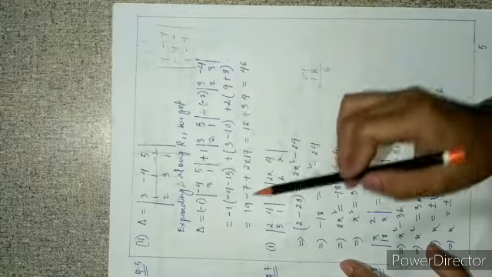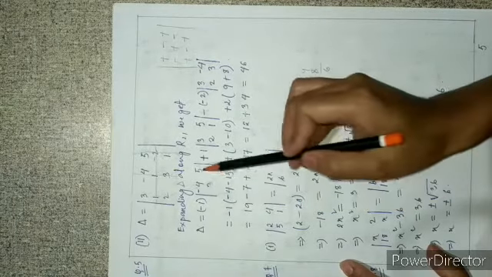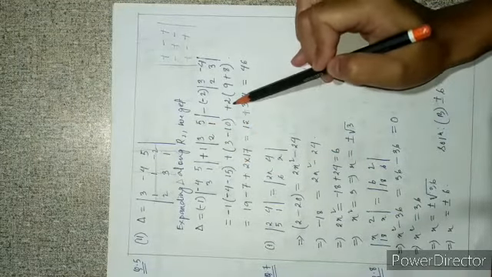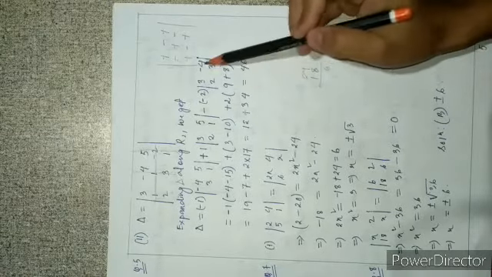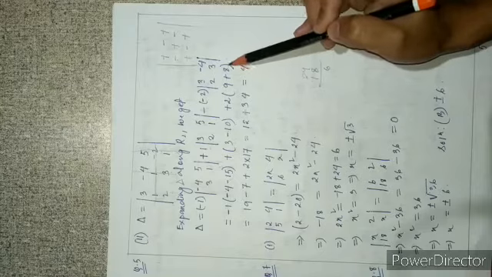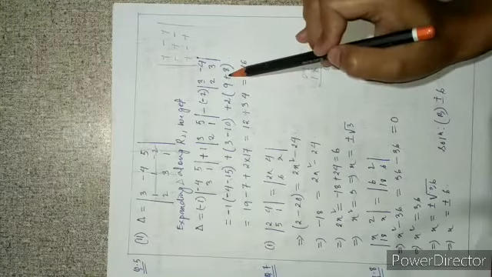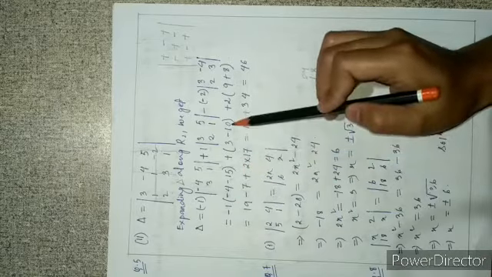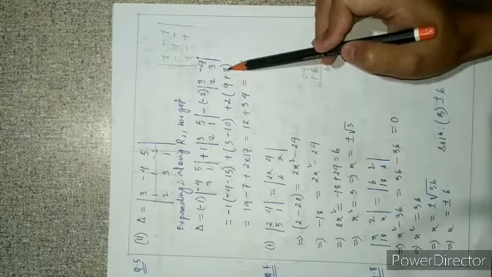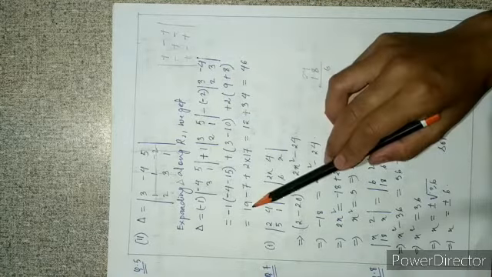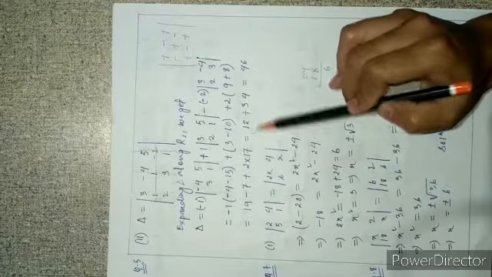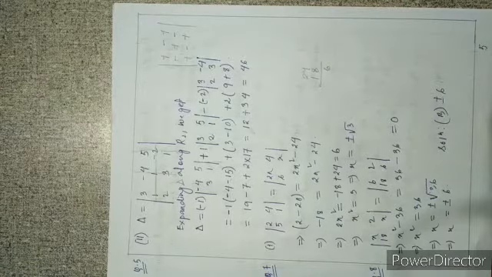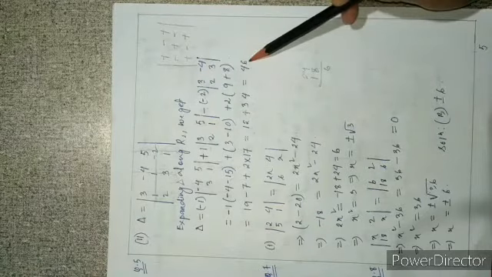Then expand these determinants. Minus 1 times: minus 4 into 1 is minus 4, minus 5 into 3 is minus 15, giving minus 19. Plus 1 times: 3 into 1 is 3, minus 5 into 2 is minus 10, giving minus 7. Then minus 2 times: 9 plus 8 is 17. Adding up, we get 19 minus 7 equals 12, plus 34, equals 46. So 46 is the value of this determinant.